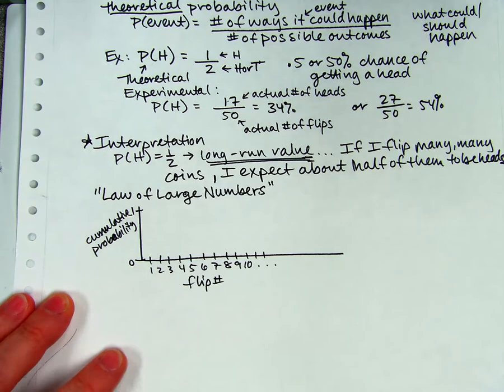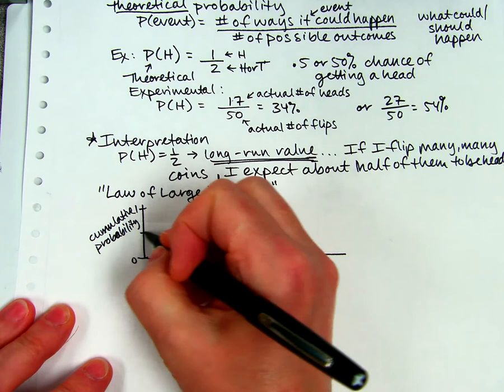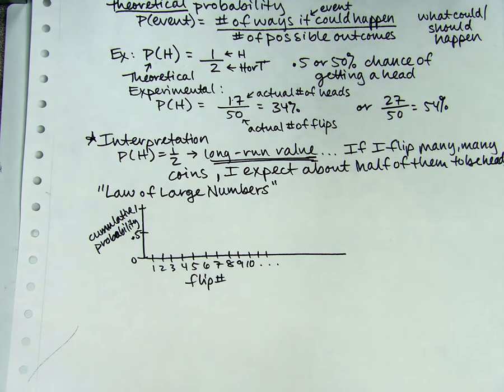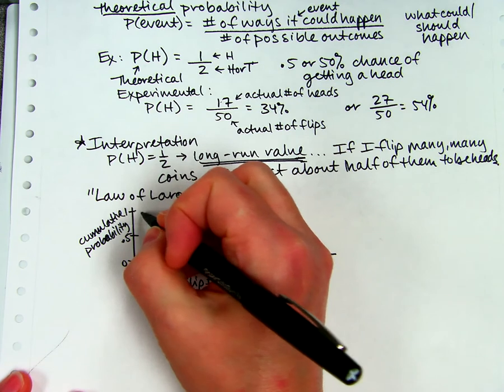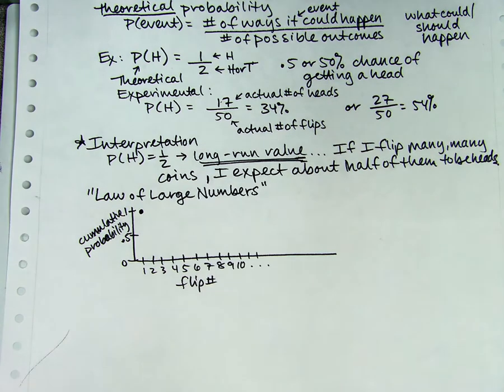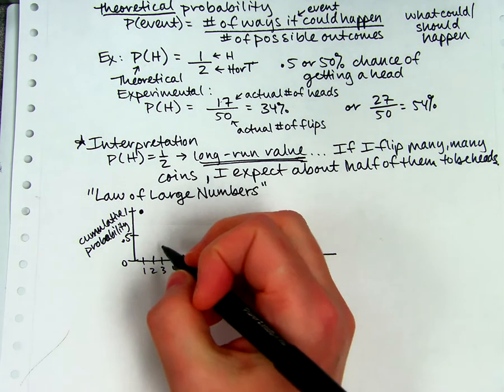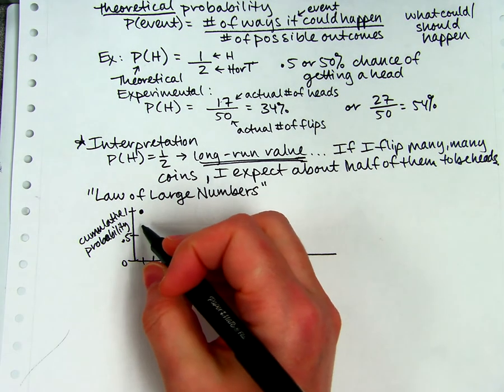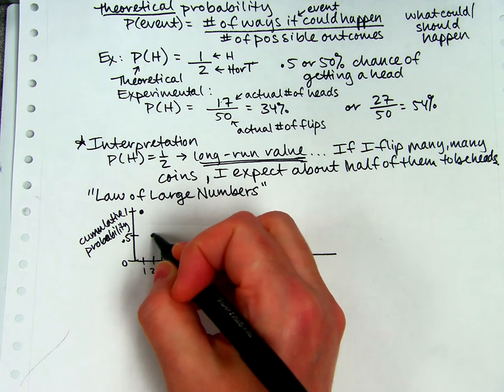So let's say on my very first flip, by the way, 0.5 is here, that might be important. On my very first flip, let's say I get a 1, or a head, I mean. So then after that first flip, it kind of looks like I have a 100% chance of getting a head, right? But you know it's not. So maybe my second flip might come out to be tails. If my second flip comes out to be tails, then all of a sudden I'm at 50%.